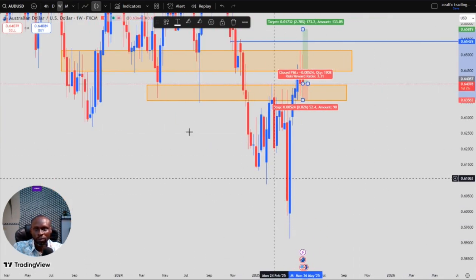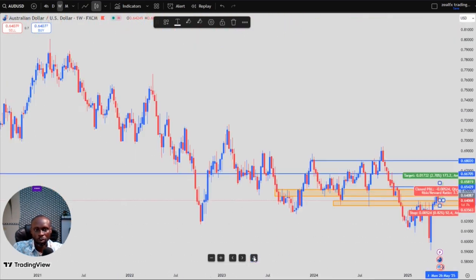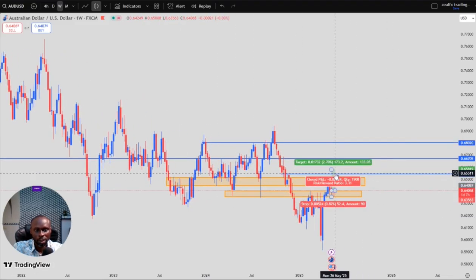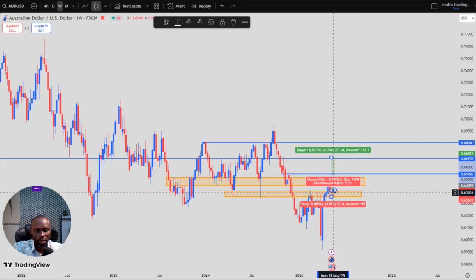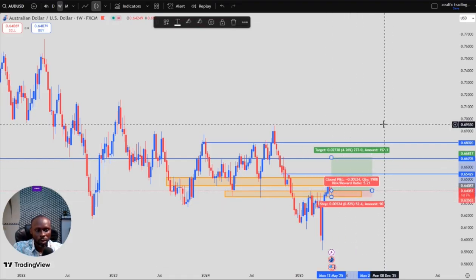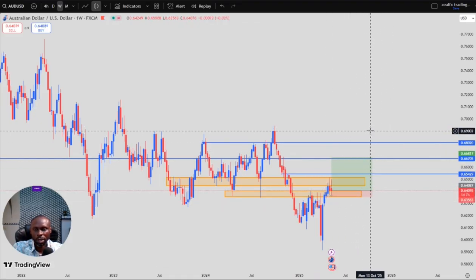So we'll be looking for our target to be on the weekly level on the Australia USD, which is this level and also this level. So I'll be targeting this region, Australia USD. So we are swinging Australia USD to these levels in the coming week.